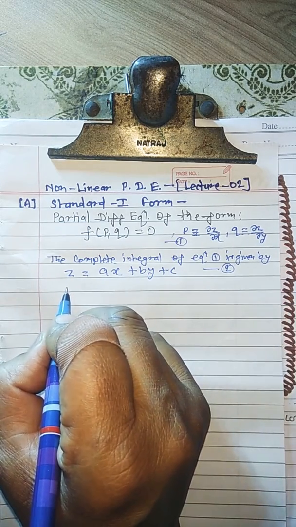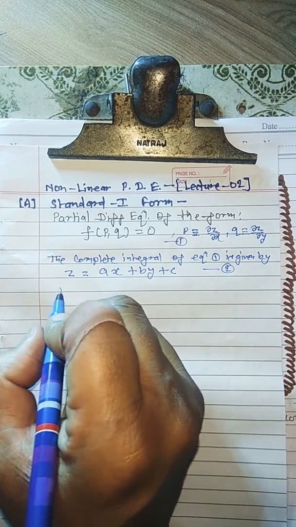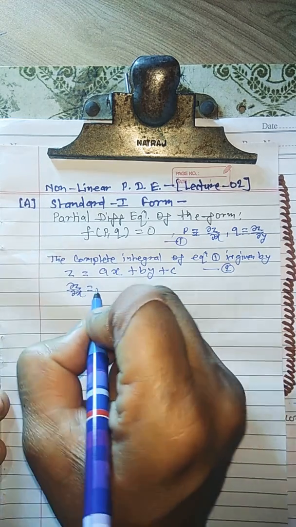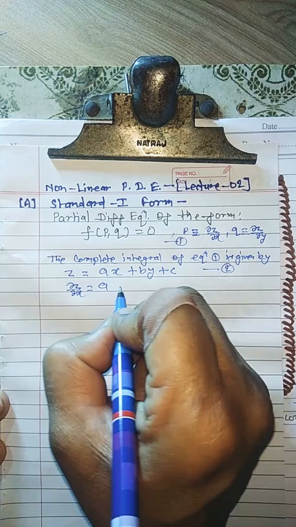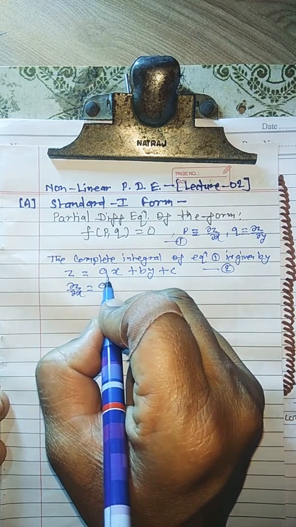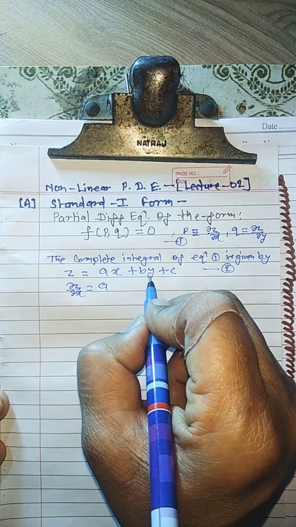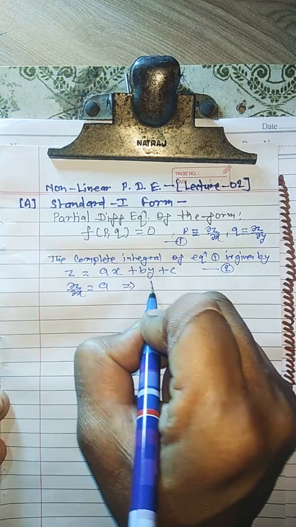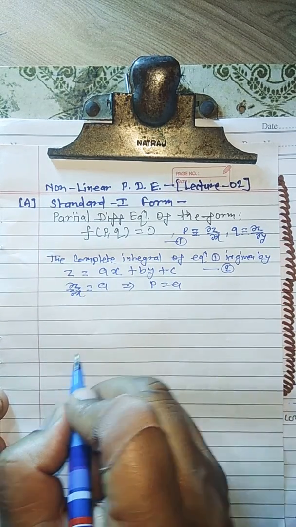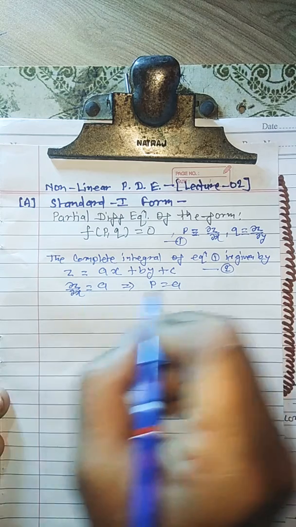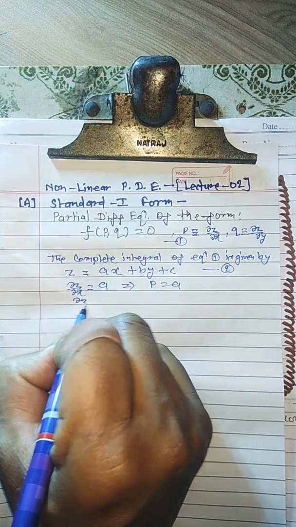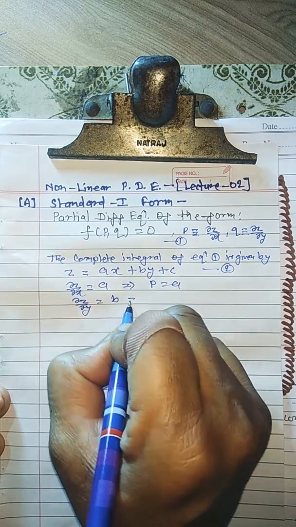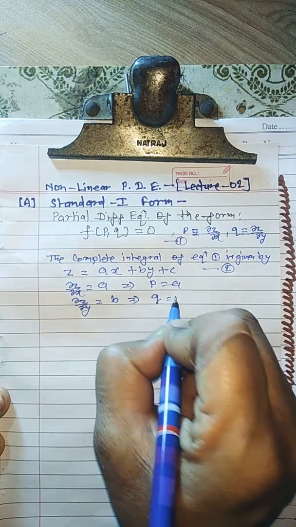If we differentiate 2 partially with respect to x, we get ∂z/∂x equal to a. These two terms will be 0. When we differentiate partially with respect to x, we treat all other variables as constants. Here we get p = a. Next we differentiate equation 2 partially with respect to y. We get ∂z/∂y = b, that is q = b.